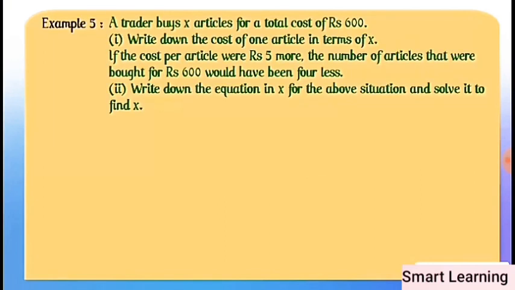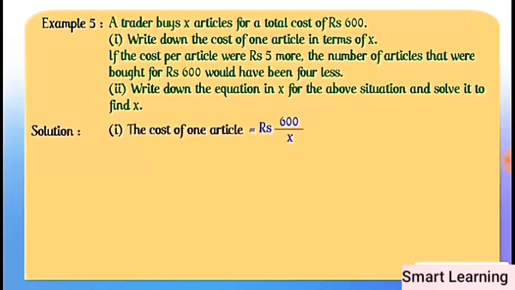Let's take the next example. A trader buys X articles for a total cost of rupees 600. First, write down the cost of one article in terms of X. If the cost per article were rupees 5 more, the number of articles that were bought for rupees 600 would have been 4 less. Second, write down the equation in X for the above situation and solve it to find X.